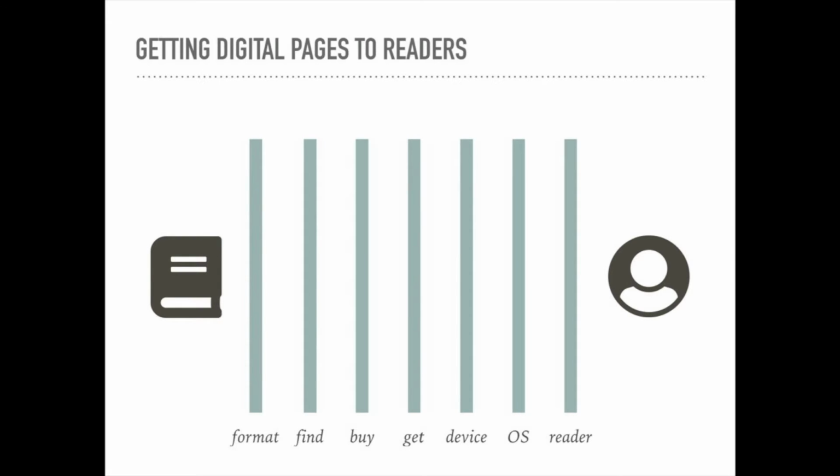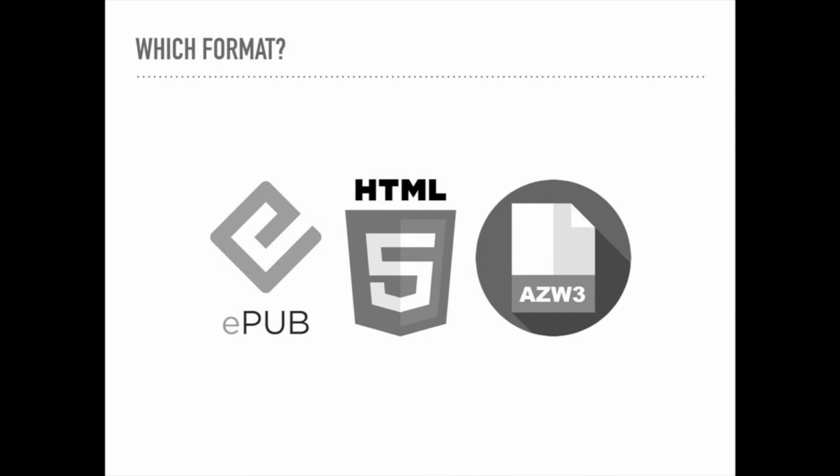Okay, what else is up? The format. So different formats for different retailers. So EPUB is a marvelous format, which is an open standard. Unfortunately, Amazon, the largest retailer of ebooks, doesn't natively use EPUB. They may accept EPUB, but they will convert it to their own AZW3 or KF8 format.